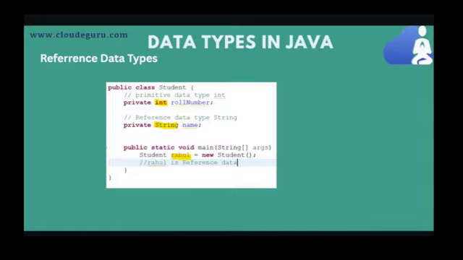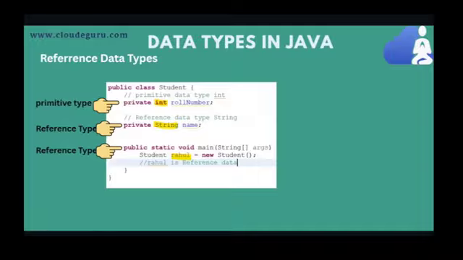Now this Student class has two properties, roll number and name. When we create an object of this Student class, Student rahul equal to new Student, rahul is a reference. This is a reference data type. These are primitive data types, but String is a reference type, and similarly rahul is a variable whose data type is a reference data type, and the reference data type is Student.